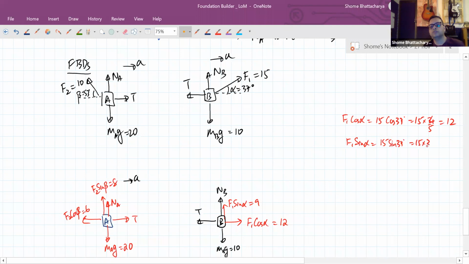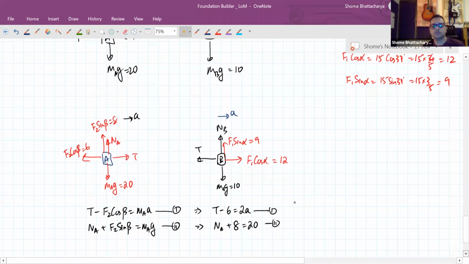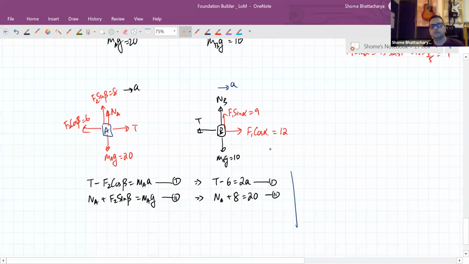So 15 into 3 by 5, that is 9. So this is how you do all this calculation. And this also has the horizontal acceleration a. Now for this we have the equations. For B we have the equations.